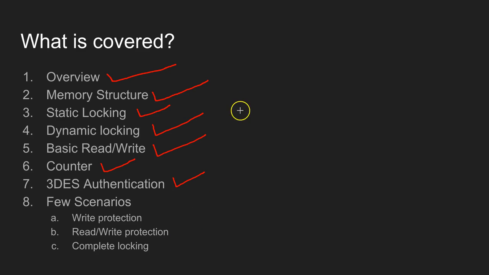Most of these things are already covered in my previous videos on the Mifare Ultralight or NTAG 213. The only reason why people would buy or use Ultralight C tags is probably because of its counter feature and because it has a 3DES password authentication. Whereas the basic stuff like the static locking, the dynamic locking, and the general read and write are all common to the Ultralight tag.